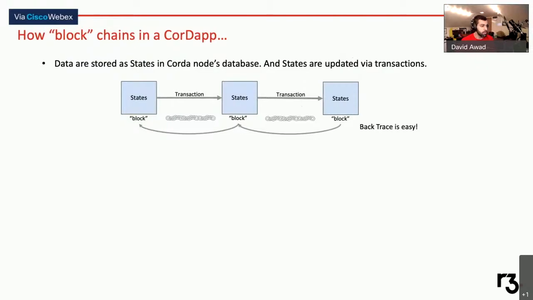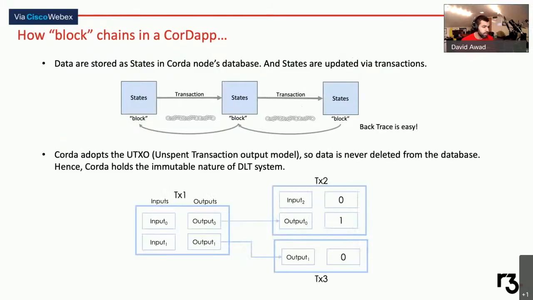It's worth mentioning here, just to keep this in mind, Corda does adopt the unspent transaction output model. So data is never actually deleted from the blockchain or the database. Hence, Corda holds the sort of immutable nature of a distributed ledger technology system.